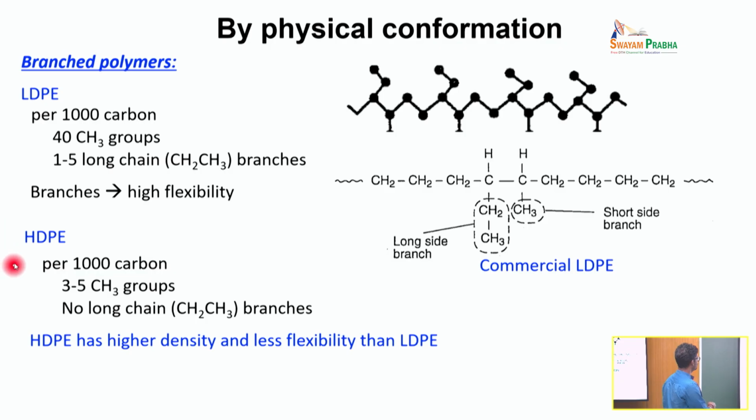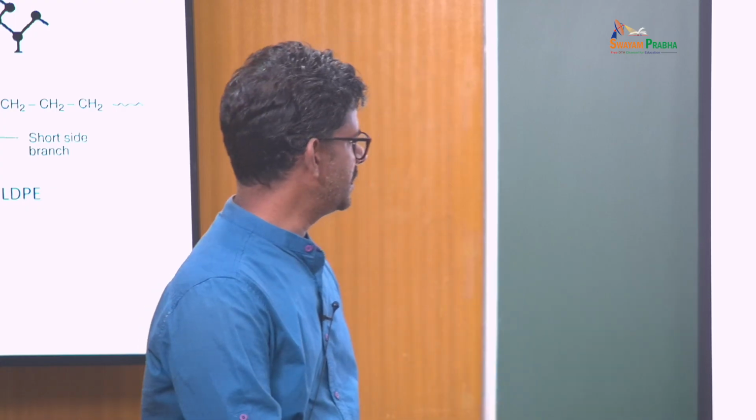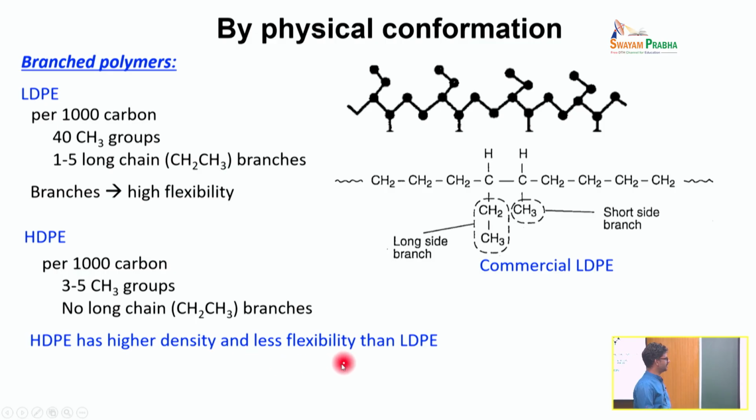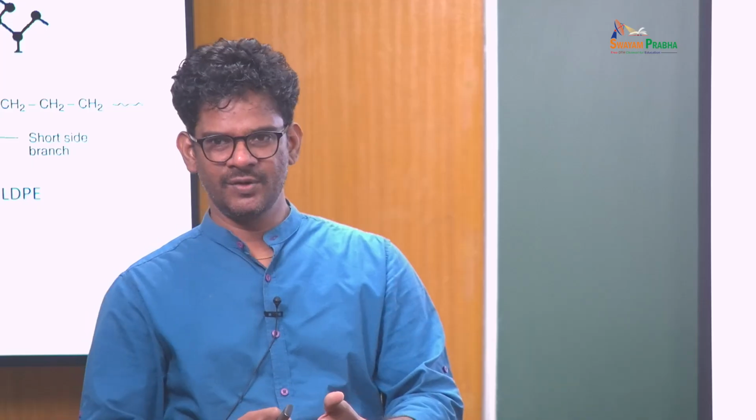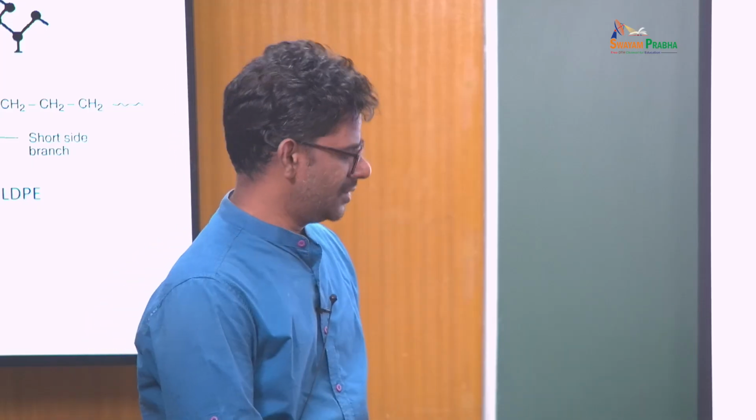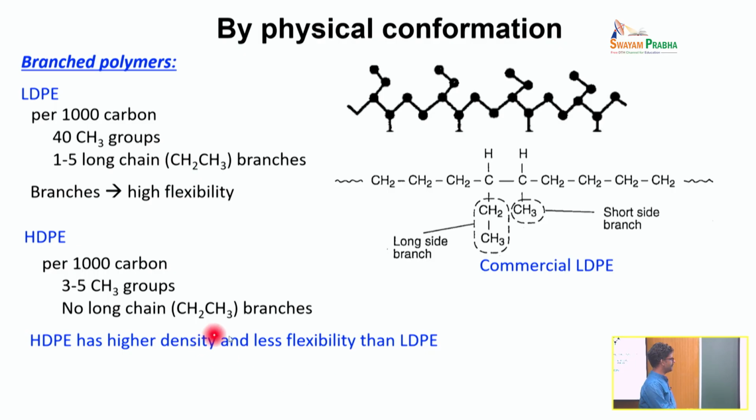And then we have another version called high density polyethylene. In the high density polyethylene, we introduce for every 1000 carbons about 3 to 5 methyl groups, and there are no long chain groups in HDPE. Because of this difference, the HDPE has a higher density because it can pack very well, and it has more rigidity, or otherwise less flexibility than LDPE.